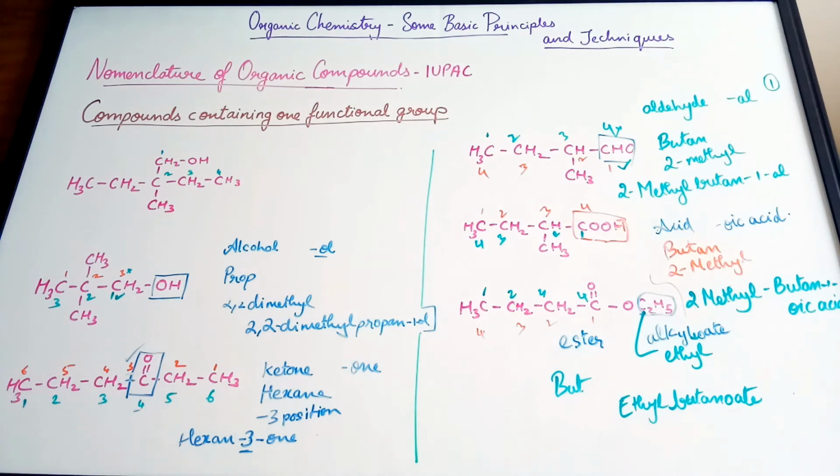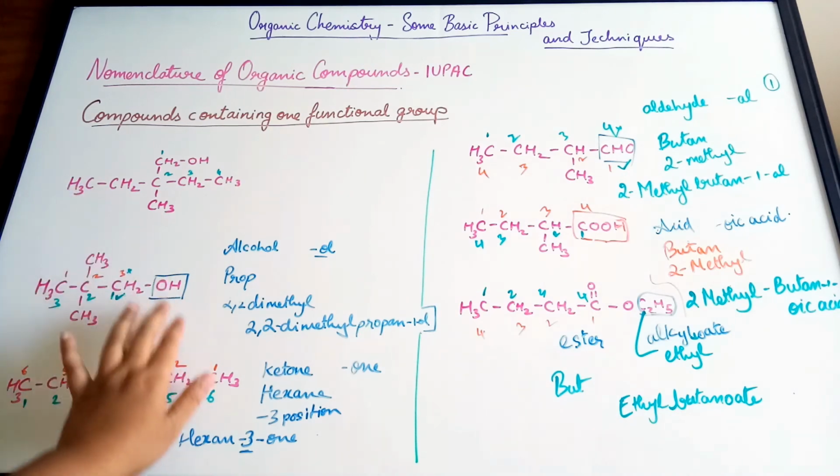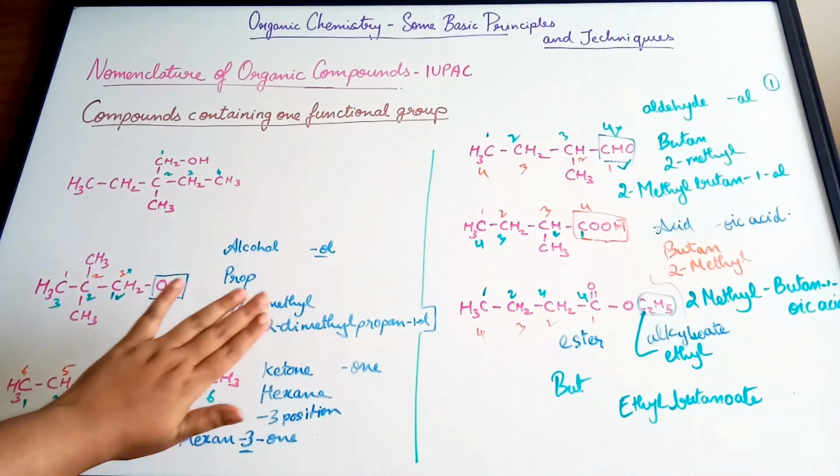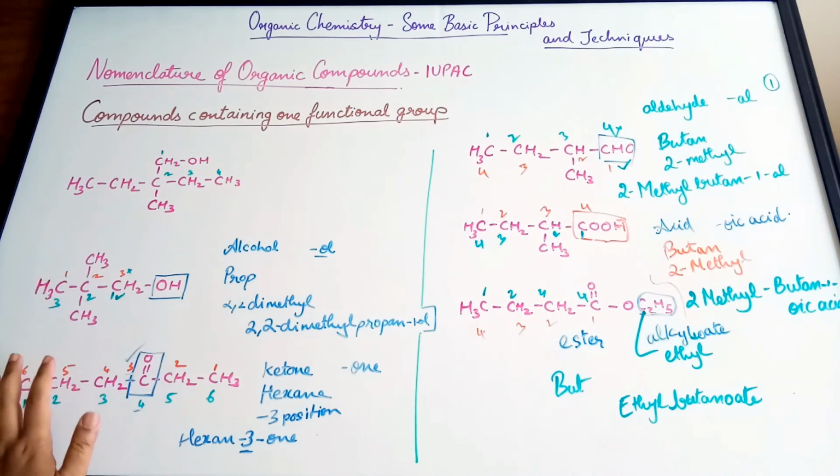So with that we finish the compounds which contain one functional group. In this case, we denote the functional group using a suffix. To name a compound, first we identify the functional group, then we identify the longest chain. And remember, even if the chain is not the longest, if it contains the functional group, that is what is considered, like we looked at in this example.